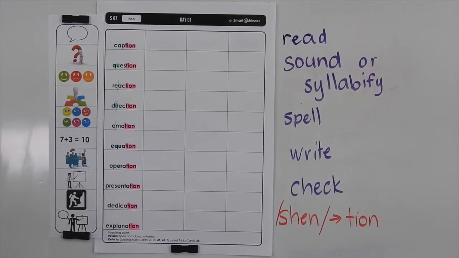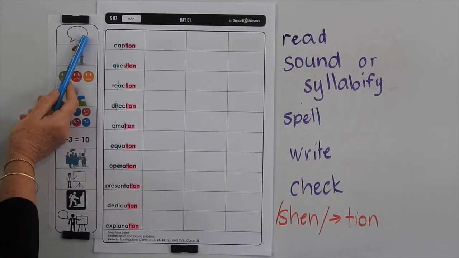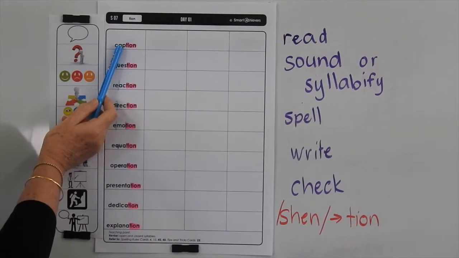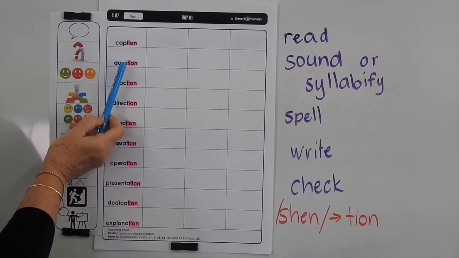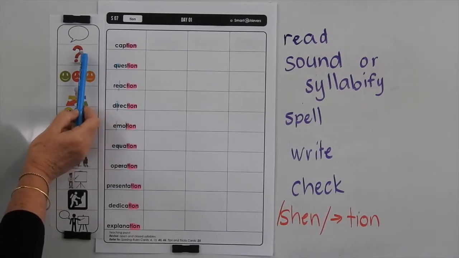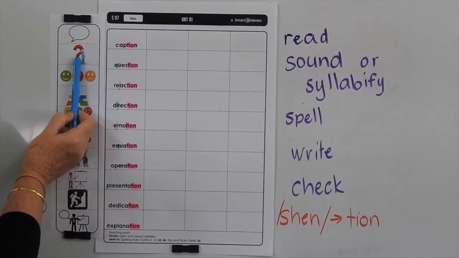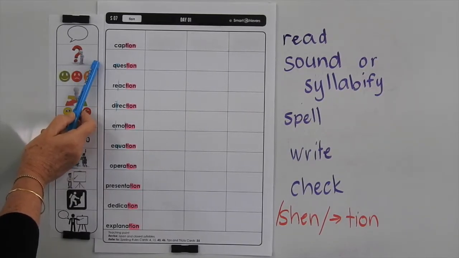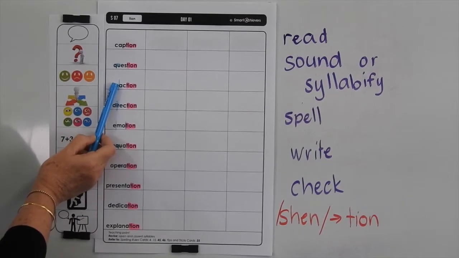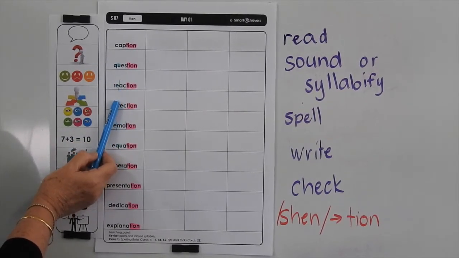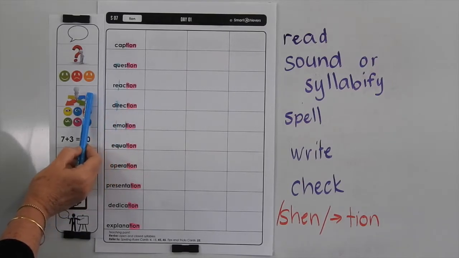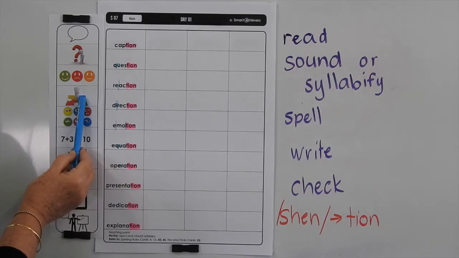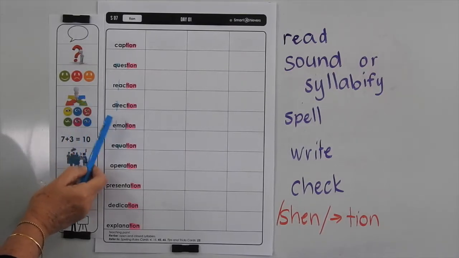Now if we look at the meanings of these words, a caption could be a description or a label that we put on a picture or an article. A question is when we inquire about something, or it could also mean when you challenge the truth of something, you question why something has happened. A reaction is a response. A direction could be the route we take to go somewhere, or it could be directions in how to complete something, the instructions that we must follow.